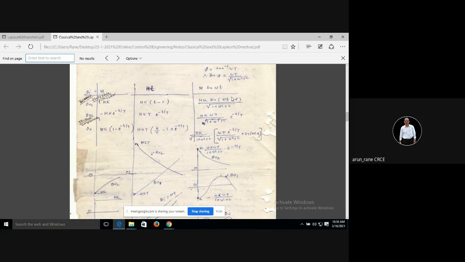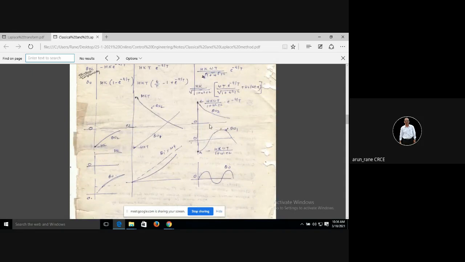So what will happen? Here you will get omega t, and this square root and this square root will get cancelled, and in the denominator you will get 1 plus omega square t square. So that is nothing but this. So when t is equal to 0, you will get this answer, minus hk omega t upon 1 plus omega square t square, and then it goes like this.